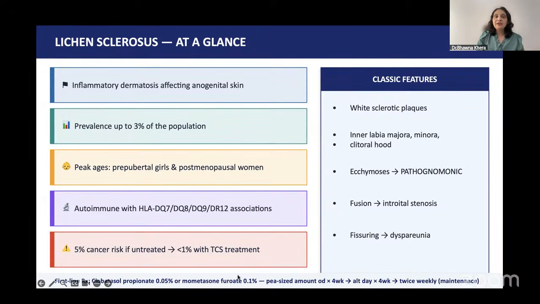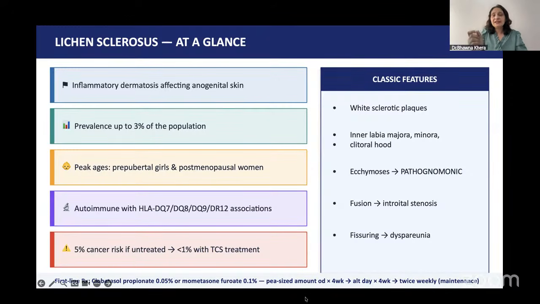Now, the first line treatment we all know is a high potent, ultra high potent steroid, which is clobetasol propionate 0.05% or mometasone furoate 0.1%. Now, till date, we have always been reading clobetasol. So from where does the mometasone come in? The TOG article does mention mometasone as well, because it says that instead of directly going on to the ultra potent, we can go one level lesser than that also, which is mometasone. Mometasone is also potent, but clobetasol is ultra potent. But for your exam answers, still the treatment of choice will remain clobetasol propionate.